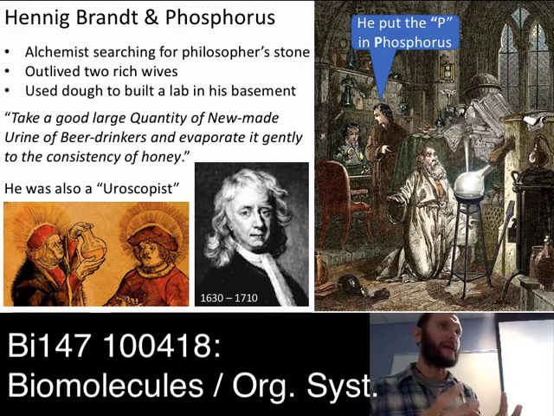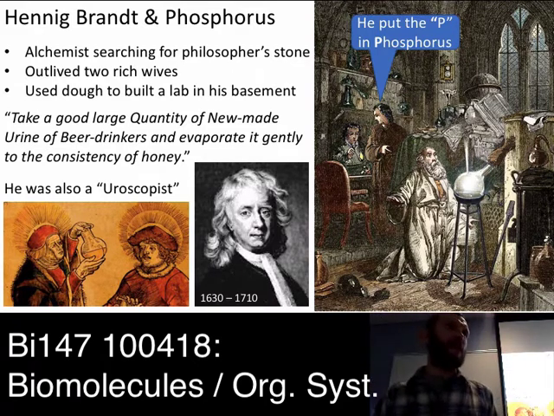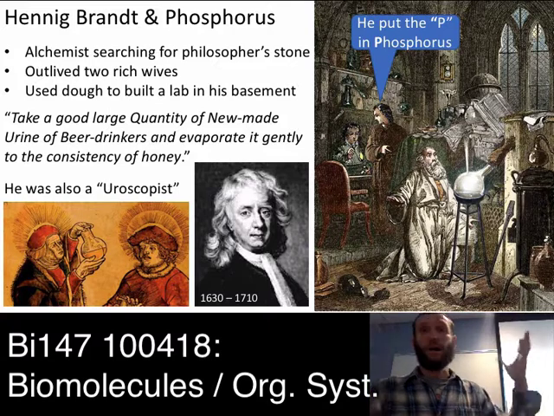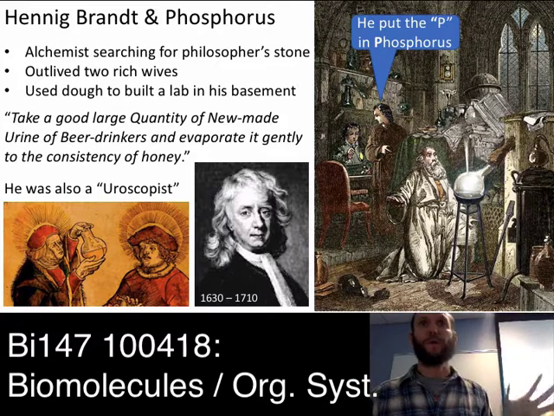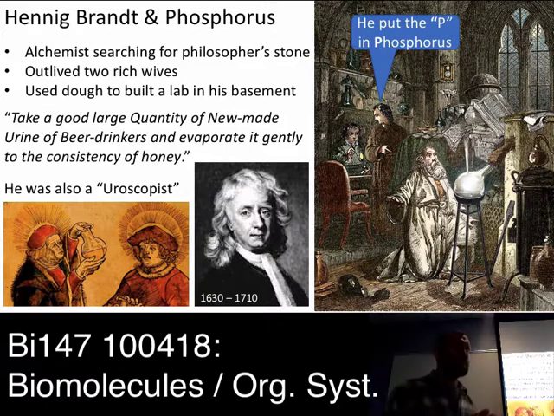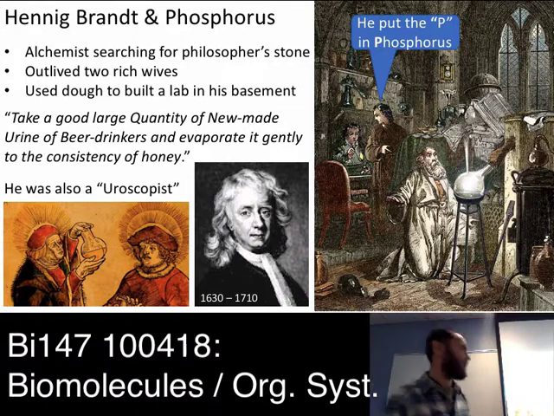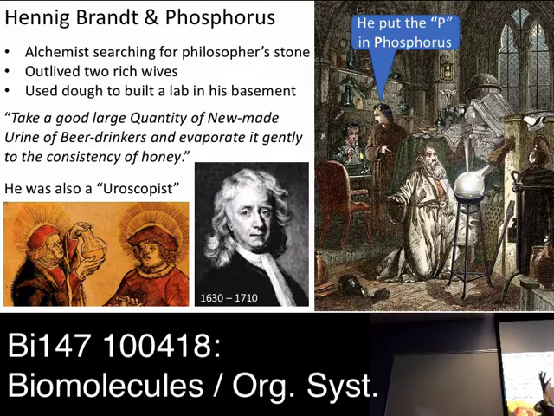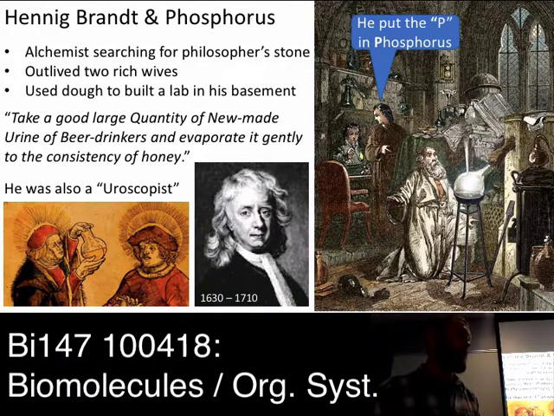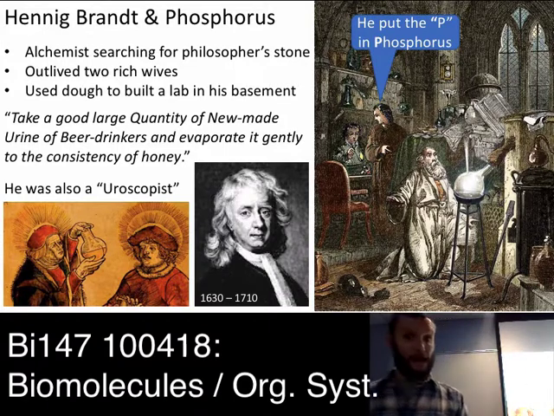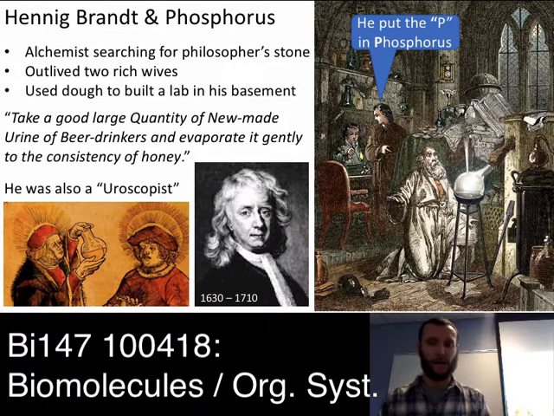it up really hot, and he started basically burning off all the organic compounds. Eventually, at the very end of it, the only thing that he wasn't able to burn off was the phosphorus. And what got left behind from this vast pool of fetid urine was a little white ball of glowing phosphorus, glowing white phosphorus. And he was sure that he had gotten the philosopher's stone at that point, putting the P in phosphorus.